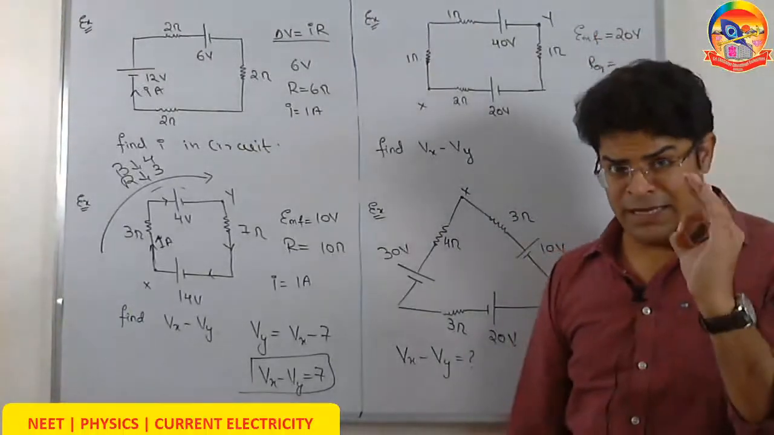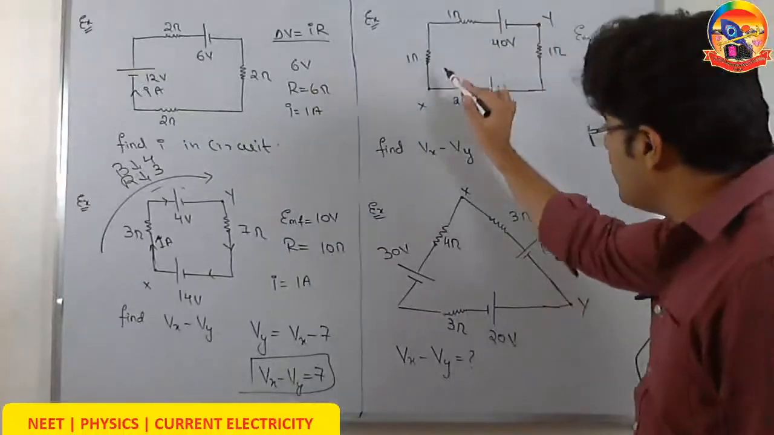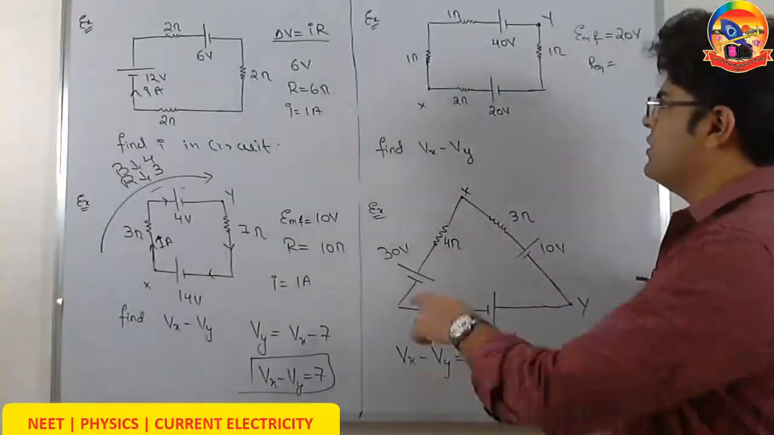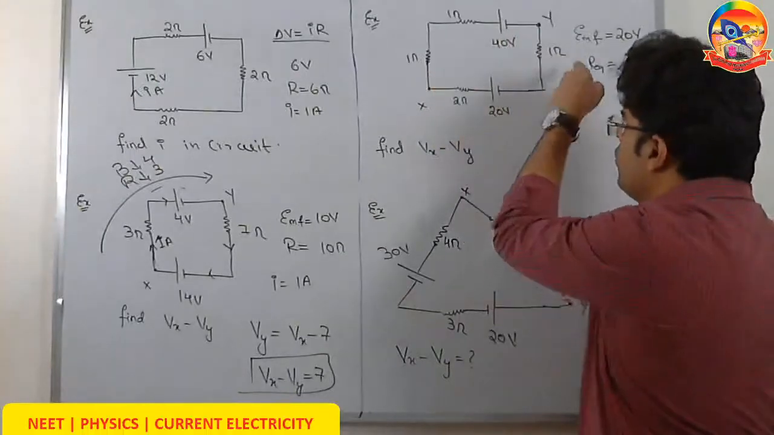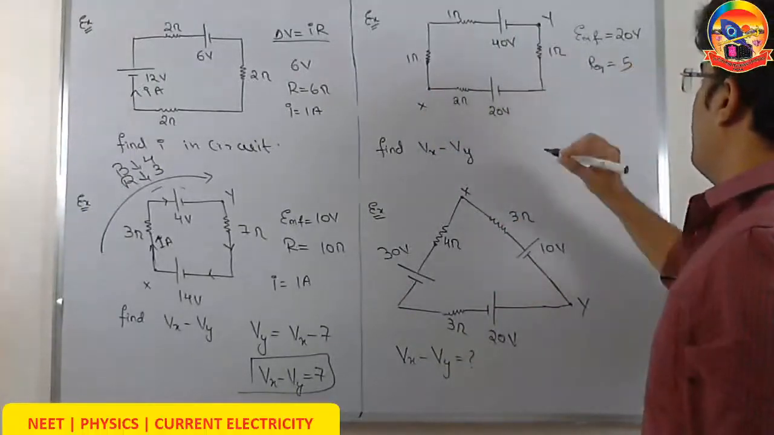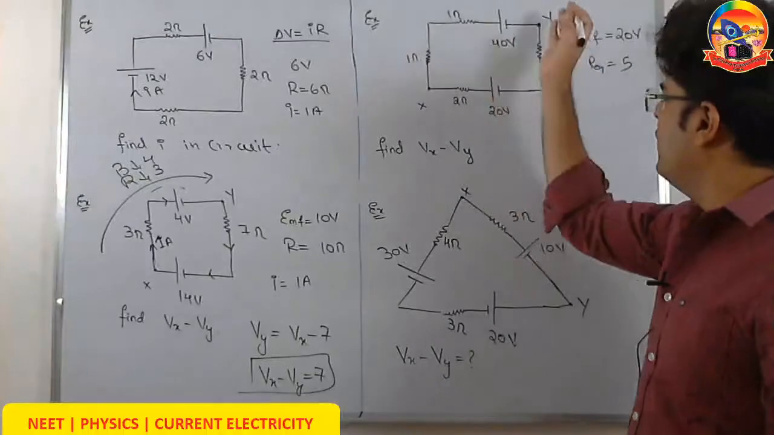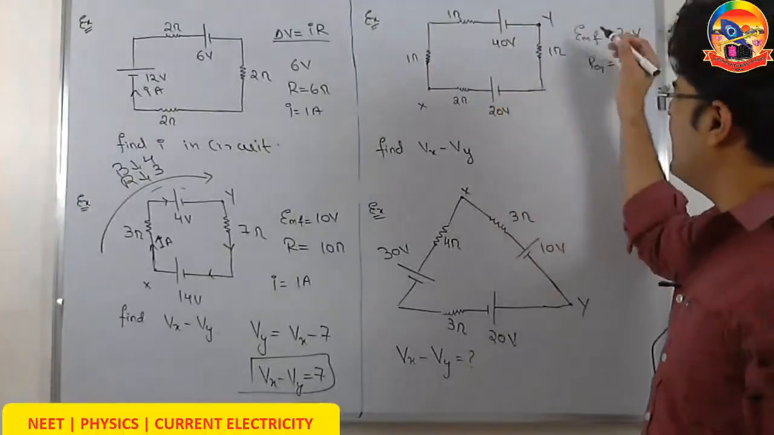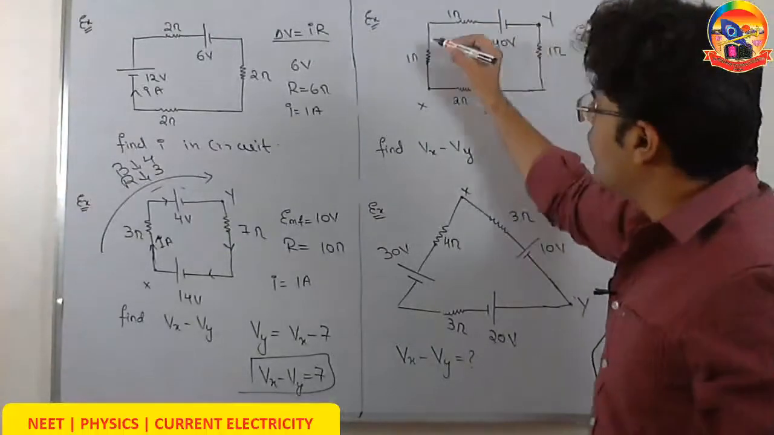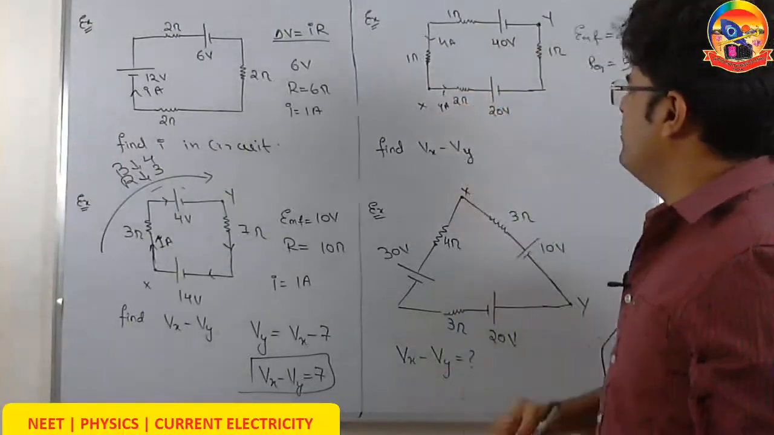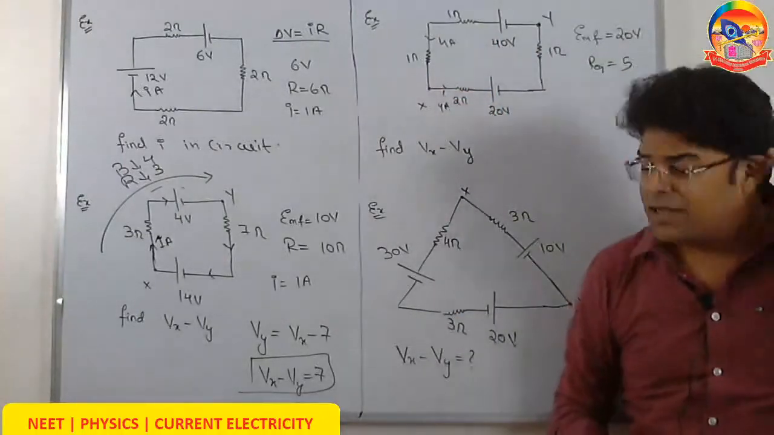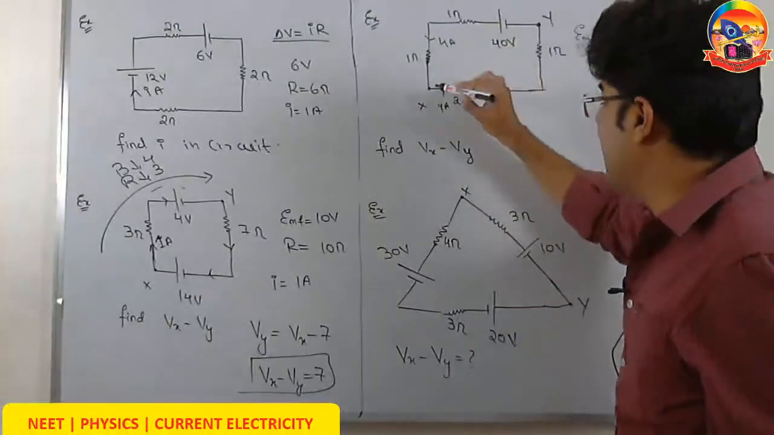Each component here is in series, because the same current must flow through all of them. So what will be the resistance? 1 plus 1 plus 2 plus 1: 1 plus 1, 2, 2 plus 2, 4, 4 plus 1, 5. So I know that the equivalent EMF is 20, resistance is 5, so the current has to be 20 by 5, anti-clockwise 4 ampere. Now see, my mission is not at all finding the current. My mission is to find the potential difference between x and y.